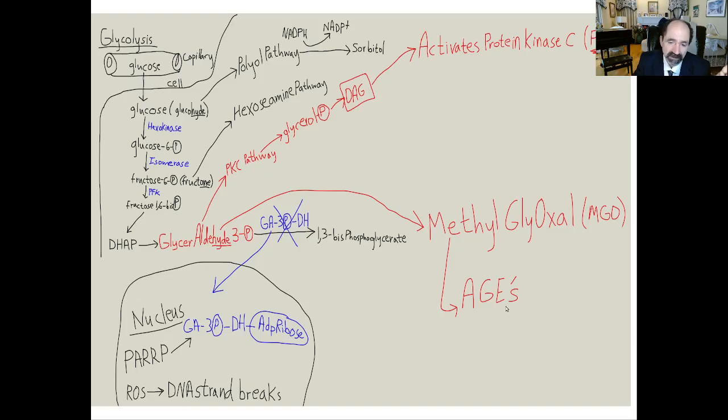This is advanced glycation end products formed due to accumulation of methylglyoxal, typically called MGO. And MGO is made from this abnormal accumulation of glyceraldehyde 3-phosphate, and it's a side pathway. Okay.